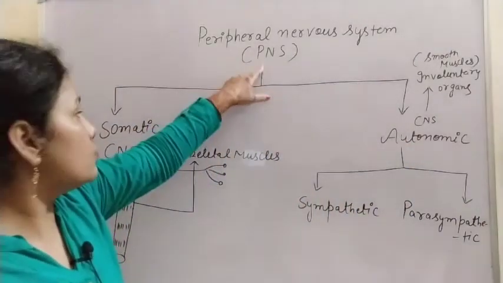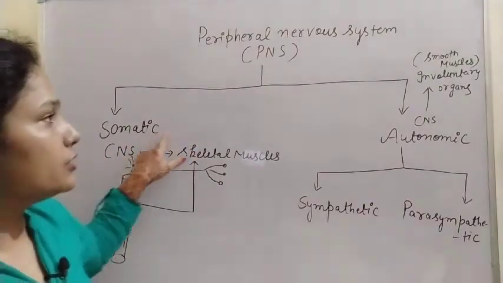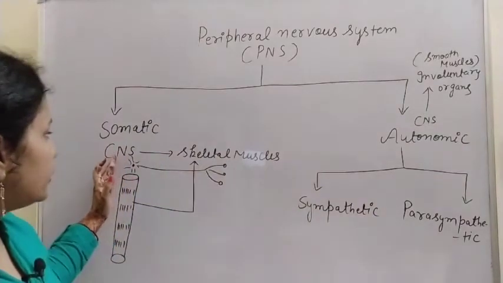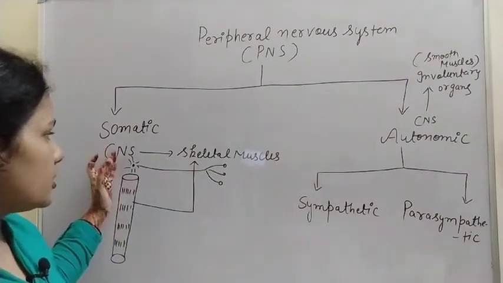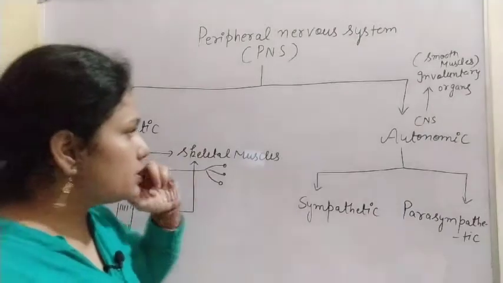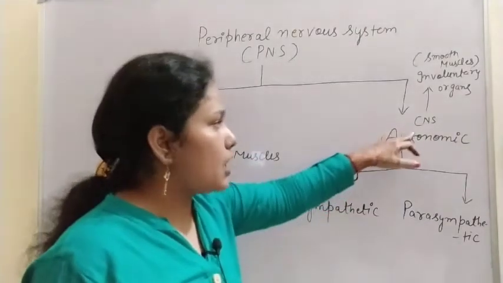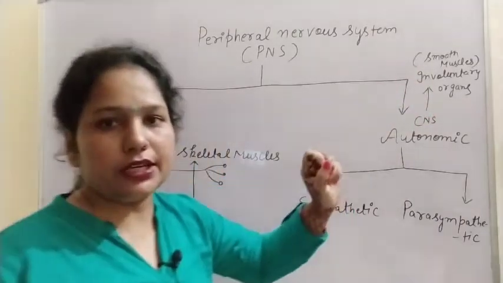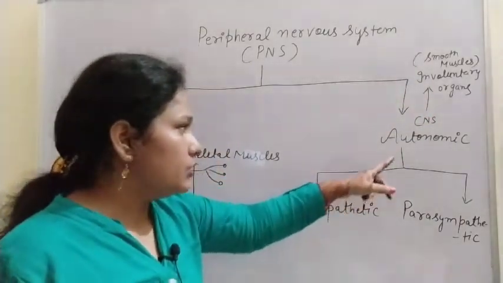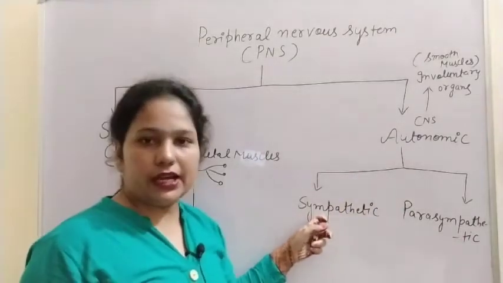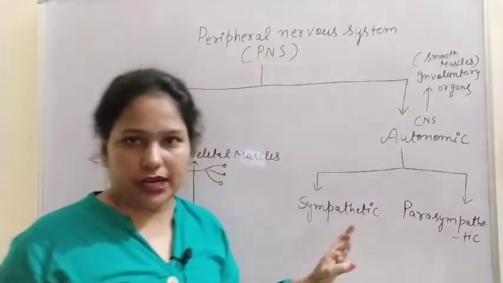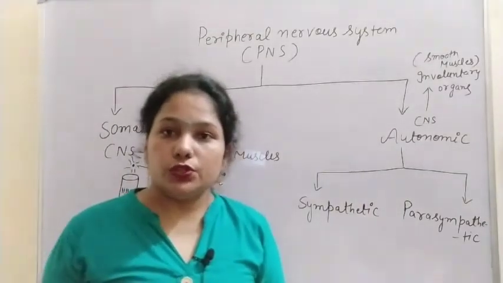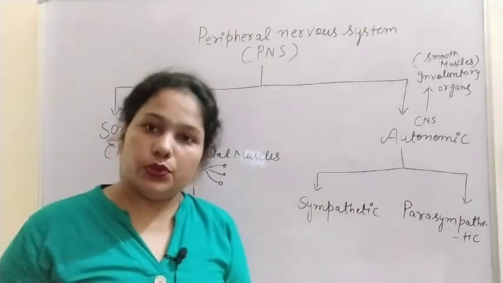So the peripheral nervous system is divided into somatic and autonomic. The somatic transfers the message from the central nervous system to skeletal muscles, and the autonomic transmits the message from the central nervous system to our involuntary organs. This autonomic nervous system is divided into sympathetic and parasympathetic. So that is about the neural system in human beings.